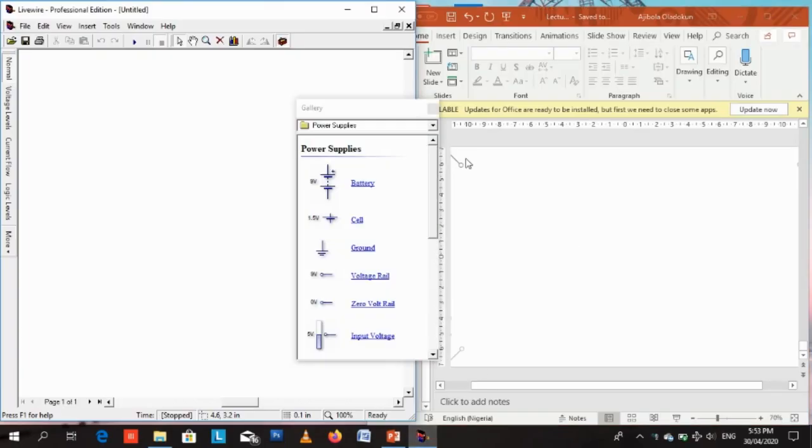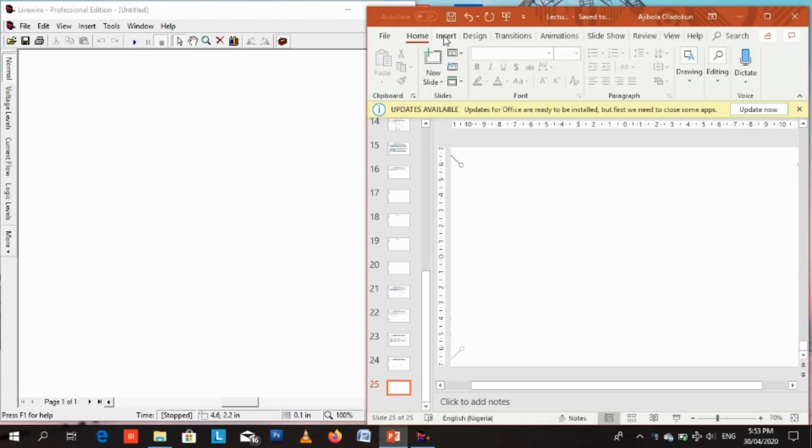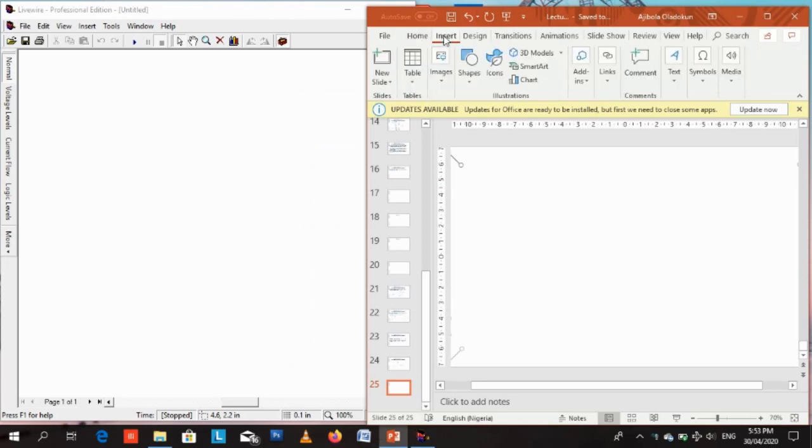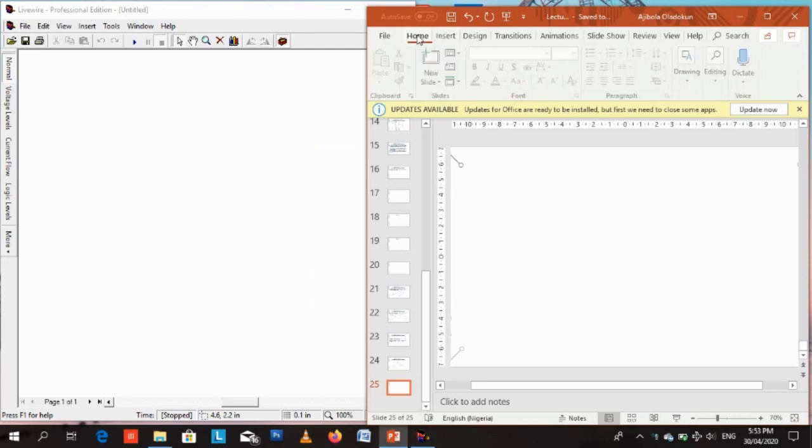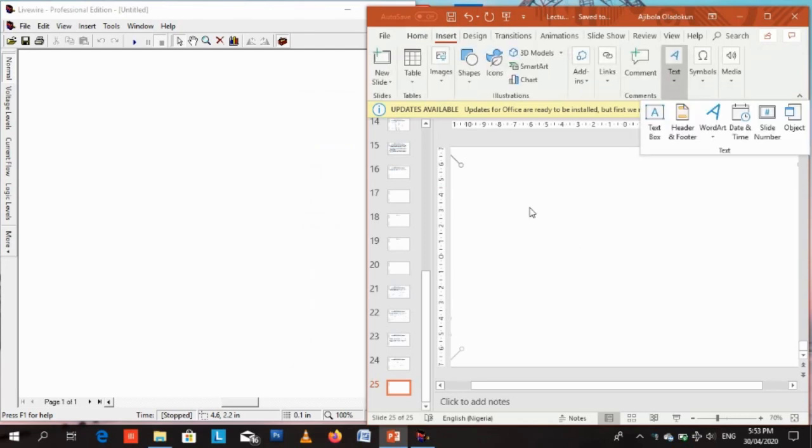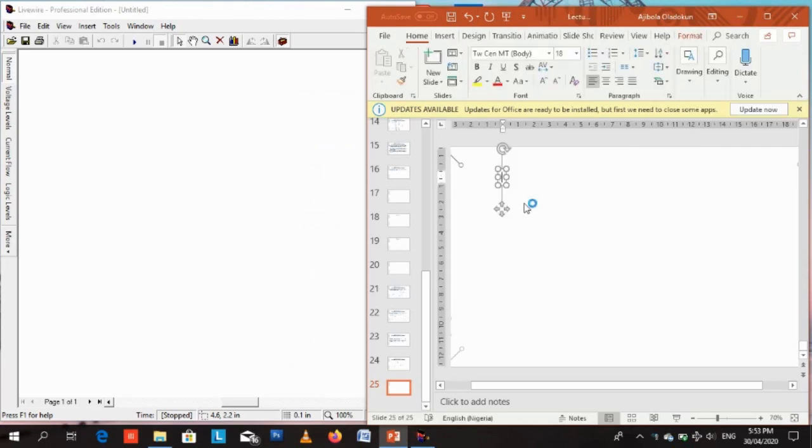So let's switch over to PowerPoint, making use of PowerPoint and LiveWire Virtual Laboratory, as we've done thus far in this video lecture series. Inside the text box for the title of the first concept we're looking at today, which is equivalent resistance. We're looking at the equivalent resistance of various resistor configurations, resistor arrangements.